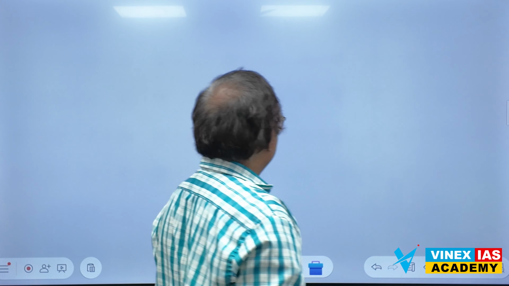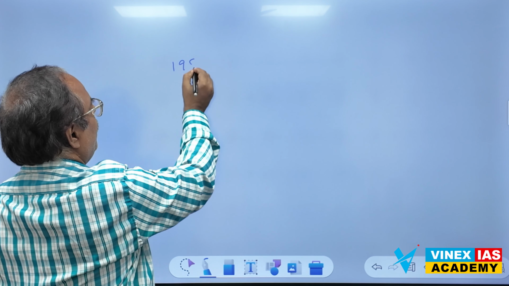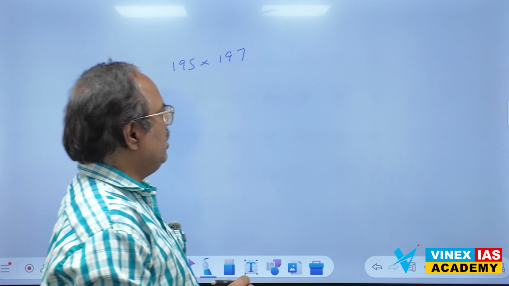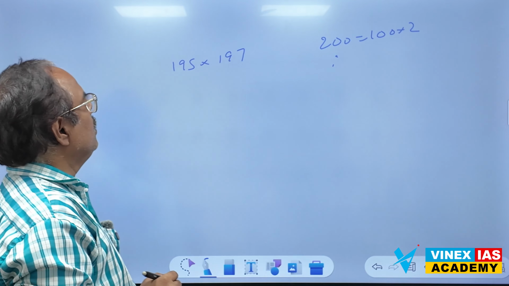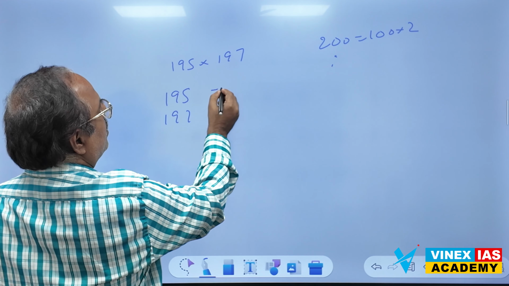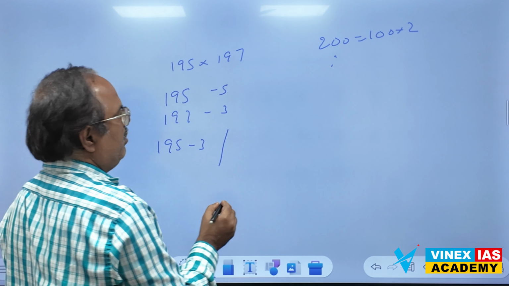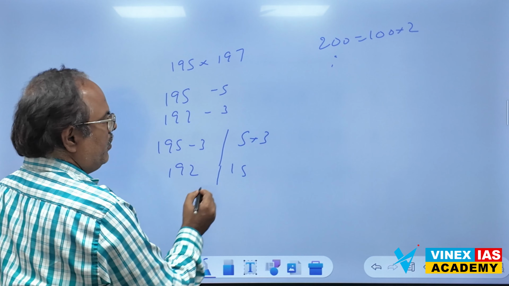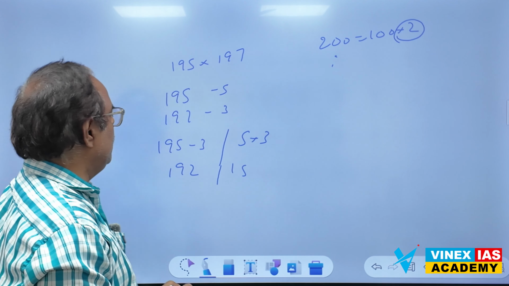So let's take some more examples. If you want to multiply, say, 195 into 197. Now 195 and 197 are nearer to 200. 200 is nothing but 100 into 2. Now our left part will be 195 and 197. This is 5 less, this is 3 less. So left part 195 minus 3 and right part will be 5 into 3. This is nothing but 192 and this is 15. Now our sub base is obtained by multiplying by 2, so multiply 2 on the left part.